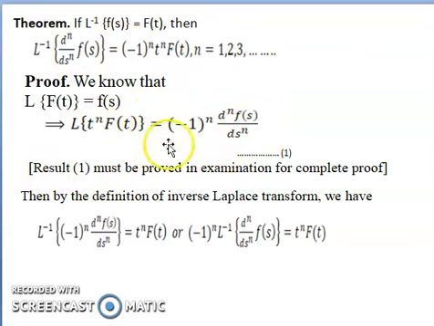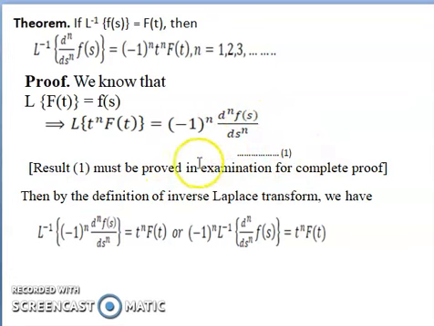In the examination, you must give the complete proof of this statement. L of t^n f(t) equals (-1)^n d^n/ds^n of F(s), meaning the nth order derivative of F(s). So this is equation number 1.